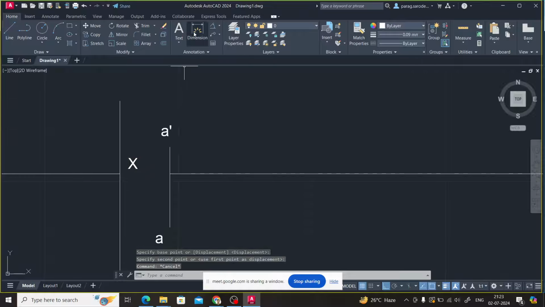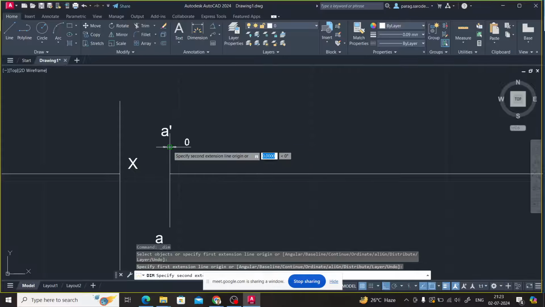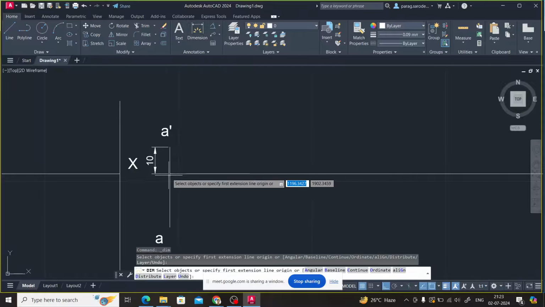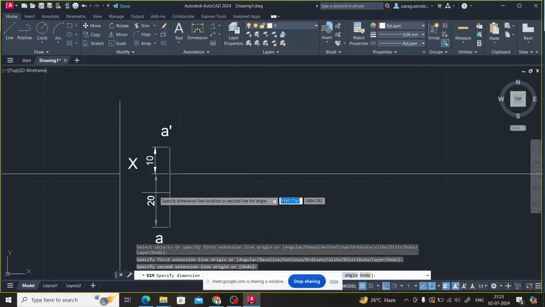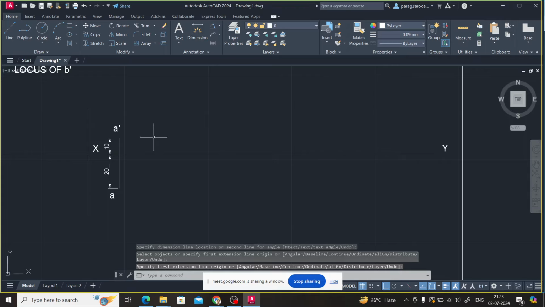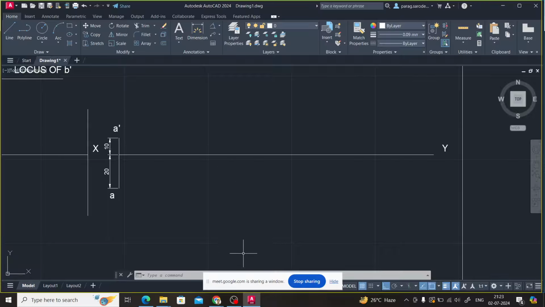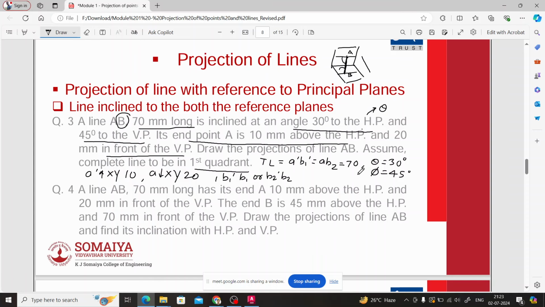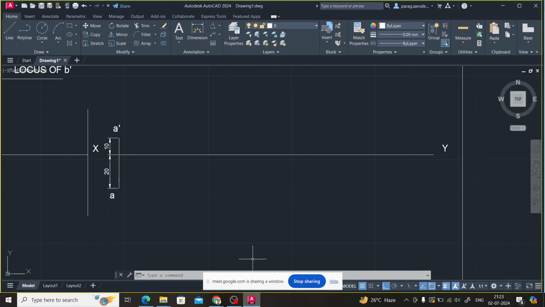Now I will immediately show the dimensions. This is 10. This is 20. Correct? Now what was the angle given? The angle given with reference to HP was 30 degree. The angle given with reference to VP was 45 degree. And what was the line length? 70. Okay.